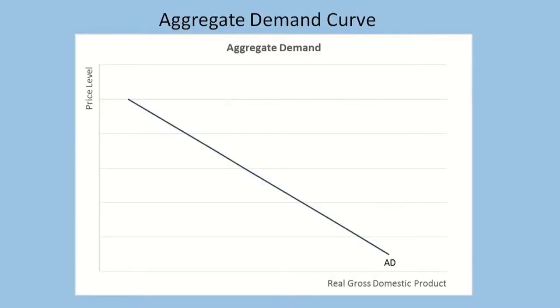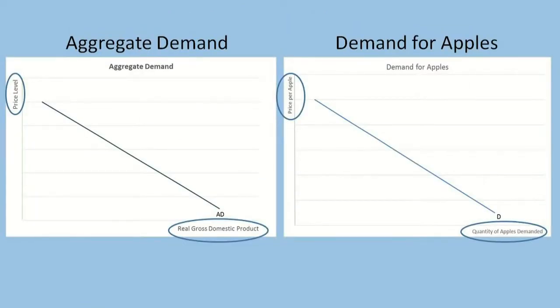A graph of the aggregate demand curve looks like this. I must emphasize that the aggregate demand is for the entire economy. It looks like a demand curve studied in microeconomics, right? But it is different. To show the difference, I have added a demand curve for apples. Note that the price level is on the vertical axis of the aggregate demand curve, whereas the price of apples is on the microeconomics graph. Real gross domestic product is on the horizontal axis of the aggregate demand graph rather than the quantity of apples.